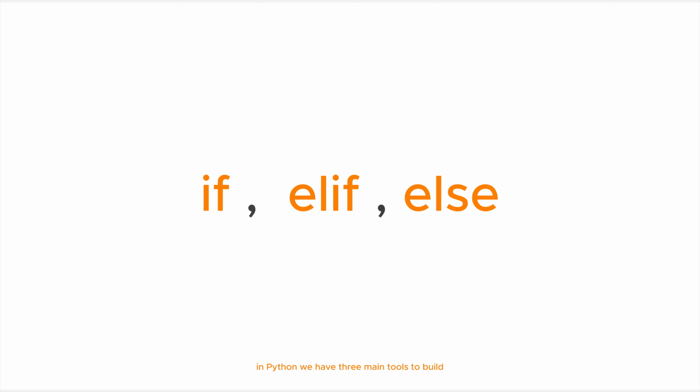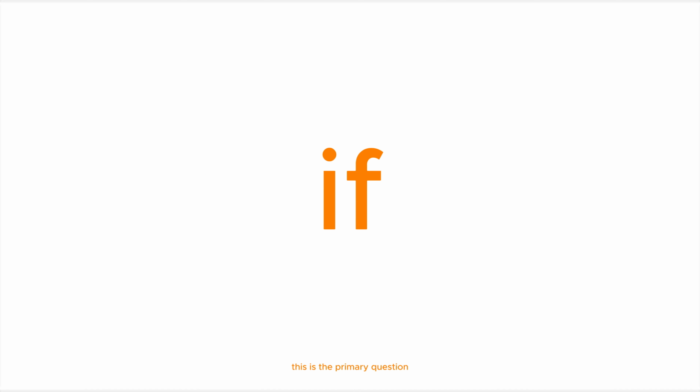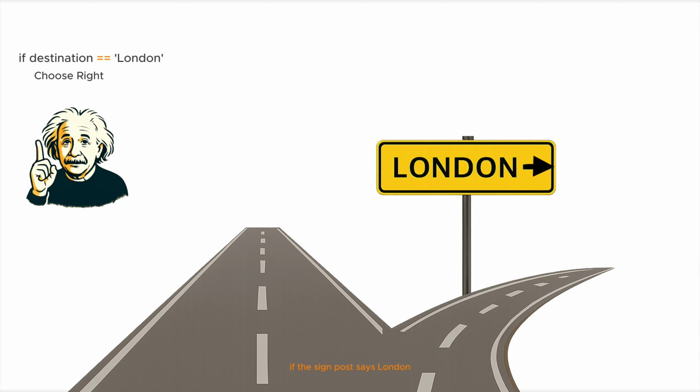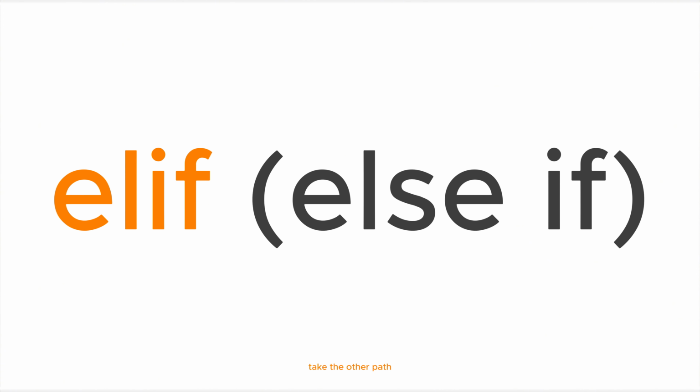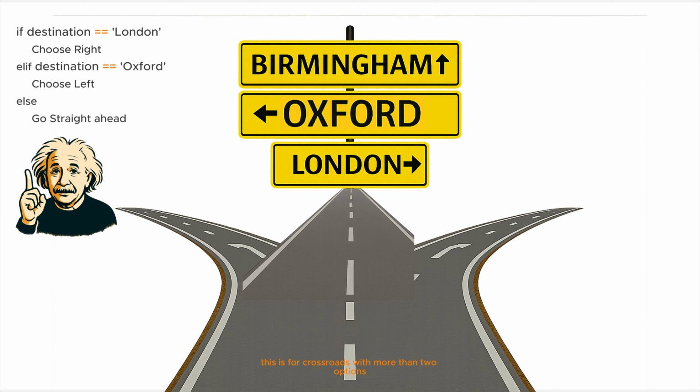In Python, we have three main tools to build these forks in the road: if, elif, and else. If. This is the primary question. If the signpost says London, take this path. Else. This is the default path. If the signpost says anything else, take the other path. Elif, or else if. This is for crossroads with more than two options. If the signpost says London, take path 1. Else if it says Oxford, take path 2.